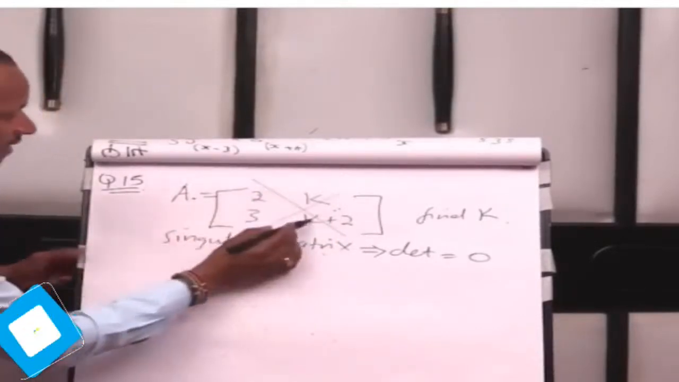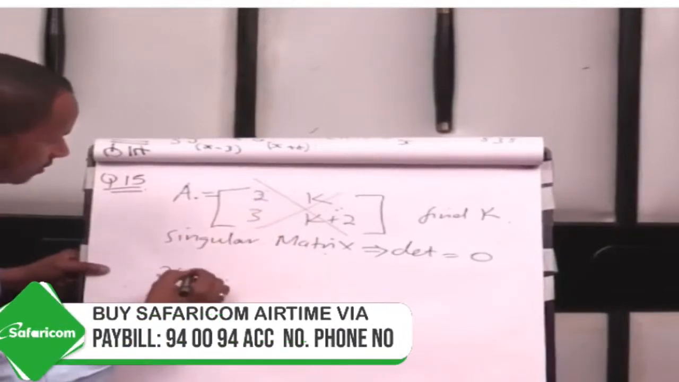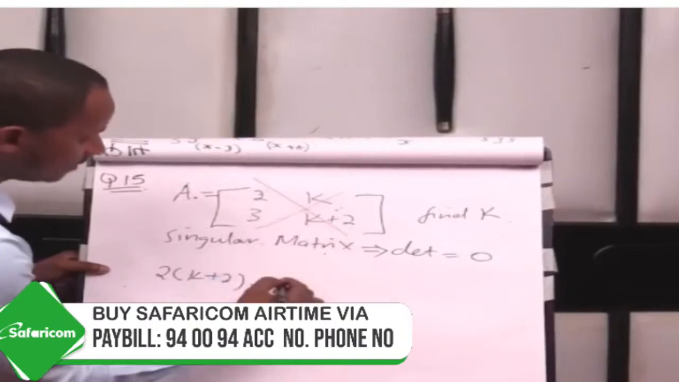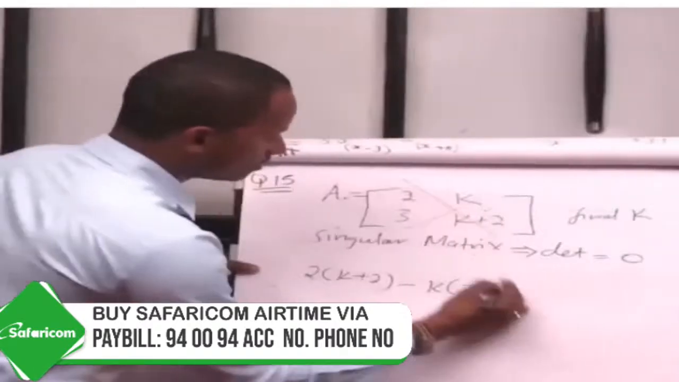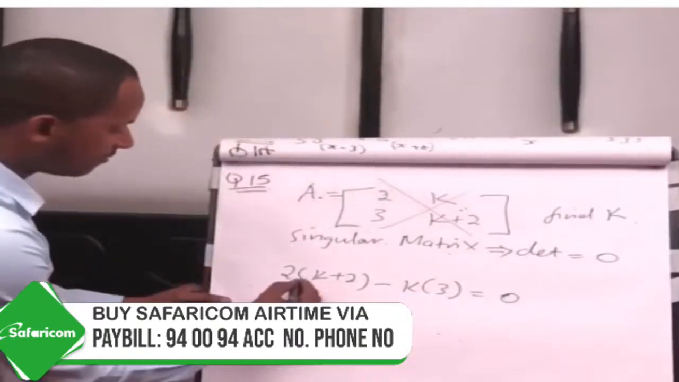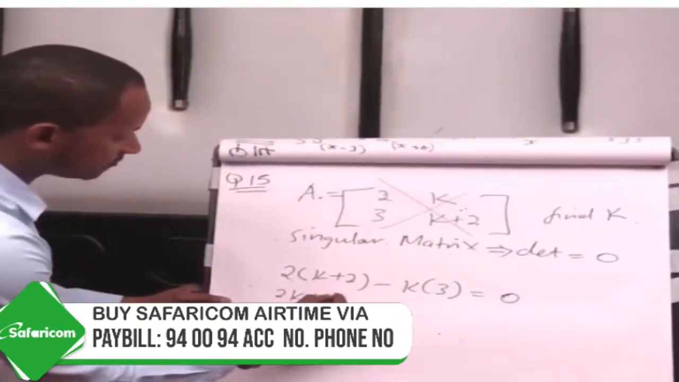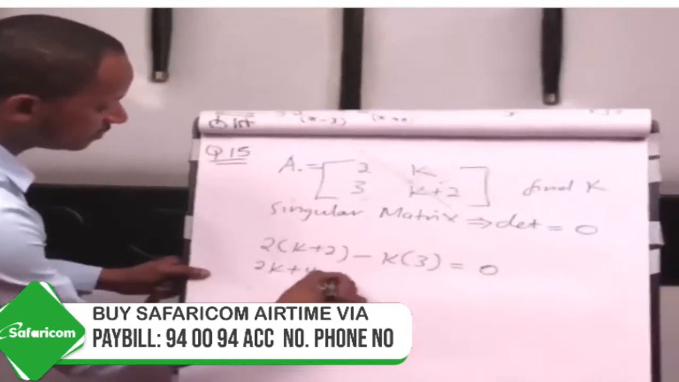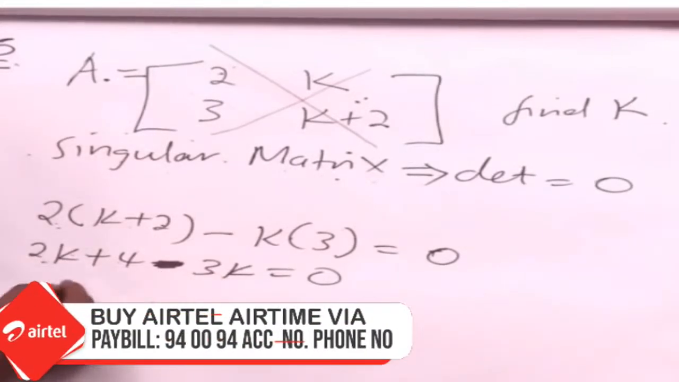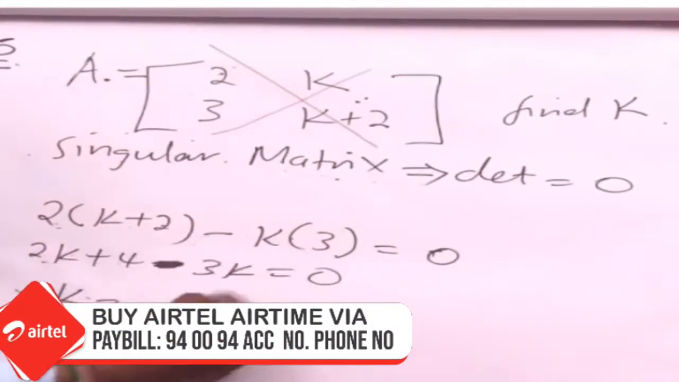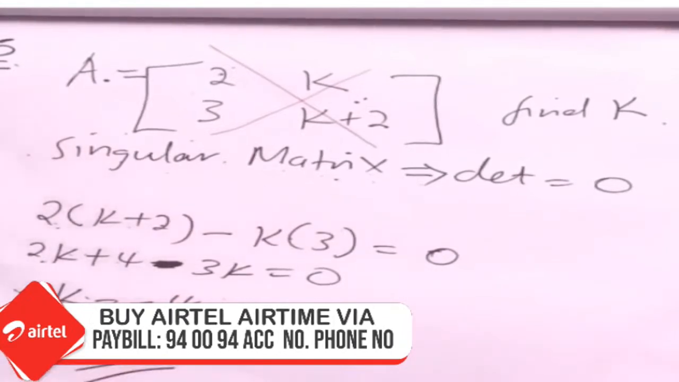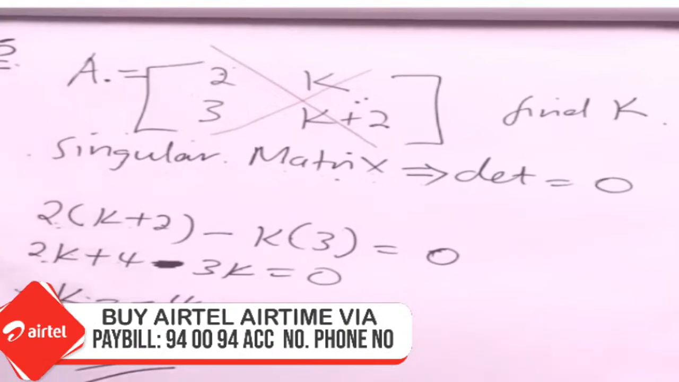So the leading diagonal is 2 times k plus 2, minus k times 3 equals to 0. Therefore, open the bracket, 2k plus 4 minus 3k equals to 0. So 2k minus 3k is minus k equals to 4 crosses the other side becomes minus 4. So k equals to 4. Very easy. Question number 16.